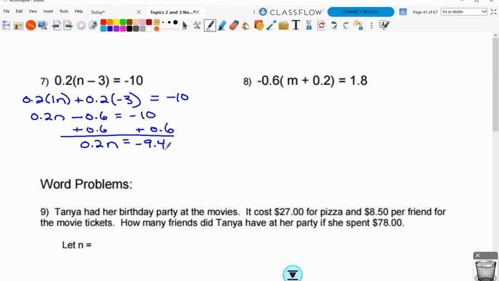Now to get the value of 1n, we'll have to divide the left-hand side by the 2/10, which means we'll do the same thing on the other side. On the left, 2/10 n divided by 2/10 is just n. And on the right, if you punch in -9 4/10 divided by 2/10 into your calculator, you're going to get an answer of -47. N equals -47.